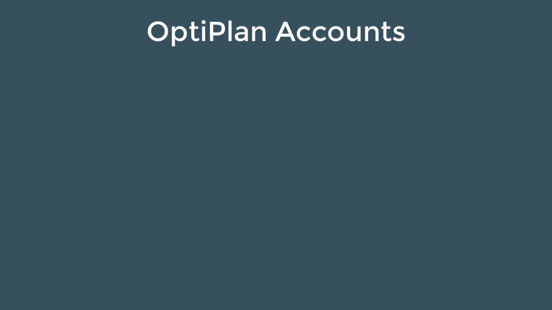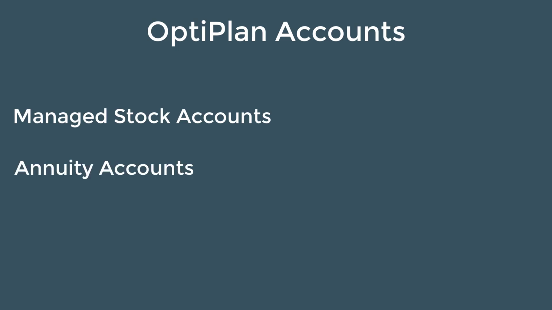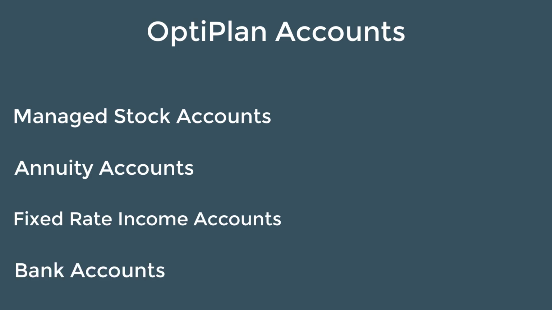In OptiPlan, there are 4 different account types that you can define for your clients: managed stock accounts, annuities, sometimes known as self-funded pensions, fixed-rate income accounts, and bank accounts. Your clients will often have existing managed stock accounts and bank accounts, but many of them won't know the options and benefits offered by the other account types.